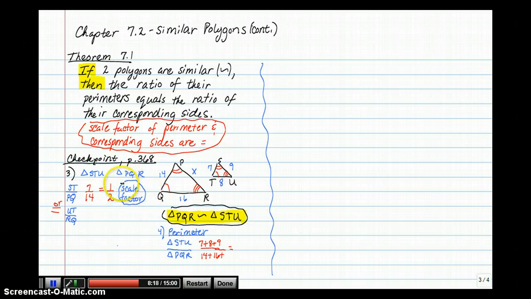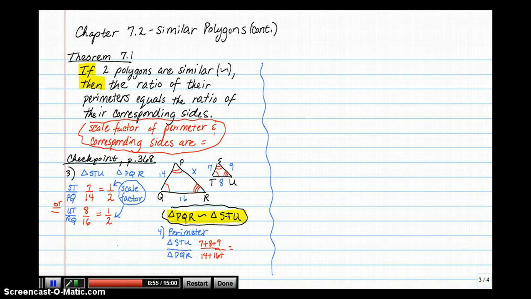I don't have to find any additional ones because I already know that they're similar, but I could have also chosen, just so you know, UT, and RQ. It doesn't matter. So UT is 8, and RQ is 16. If you simplify it, it also is 1 over 2. You expected it to be 1 over 2, but you could have done either one of these. You didn't have to choose one versus the other. You only, however, need one because you already know these are similar figures.